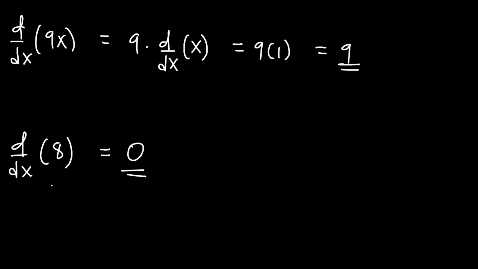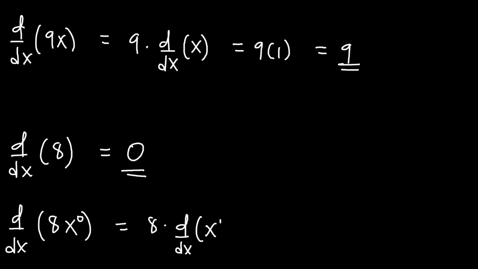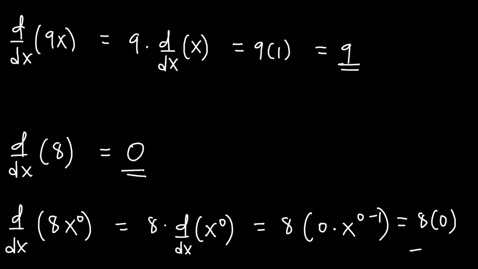And if you want to show your working, the derivative of 8 can also be written as the derivative of 8 times x to the power of 0, because anything to the power of 0 is 1. And so this will be 8 times the derivative of x to the power of 0. And so we shall have 8 times 0 times x to the power of 0 minus 1. Now anything times 0 will be 0. So this will be equal to 8 times 0, which is 0.